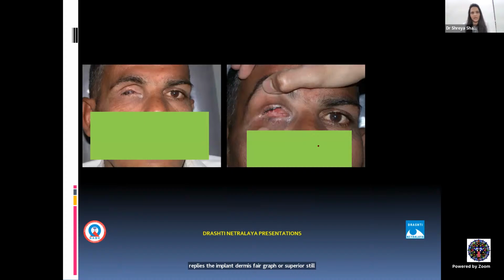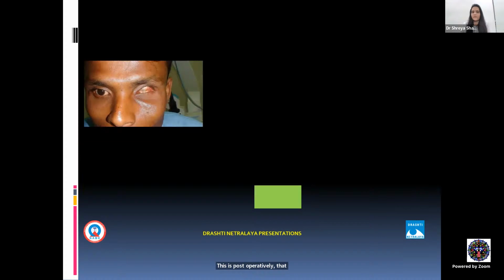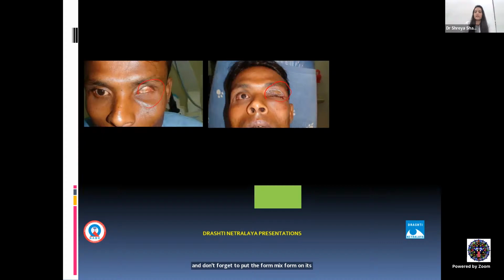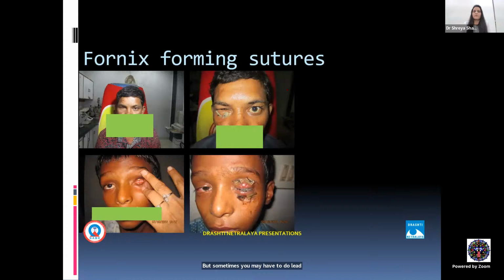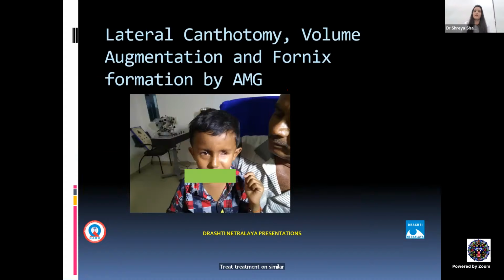I will not show all the surgeries. Here the mucous membrane graft is done. This is postoperatively. That is the fornix formation. And don't forget to put the fornix forming suture. But sometimes you may have to do lid grafting along with the fornix formation and then fit with the prosthesis. Fornix forming suture is a must when you are dealing with fornix forming treatment. Symblepharon ring also in the earlier phase is necessary. Sometimes it happens, it can be treated with the conformer.